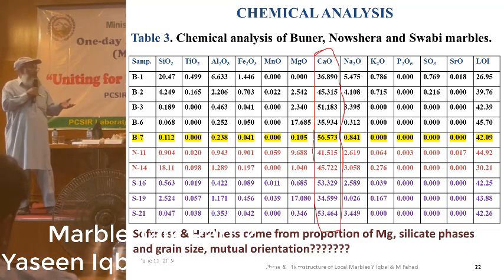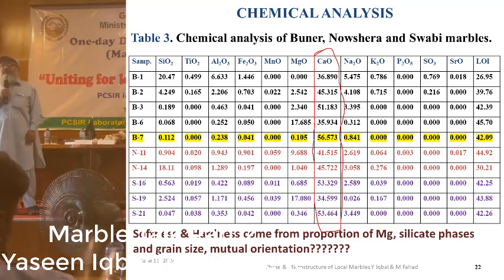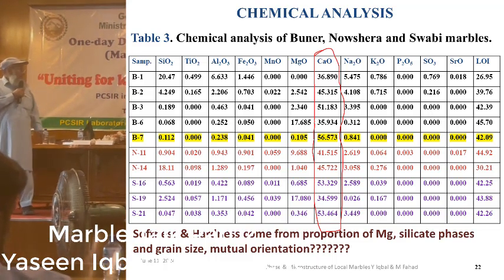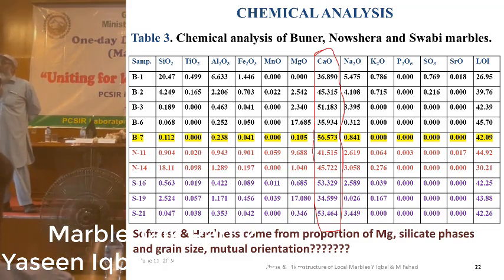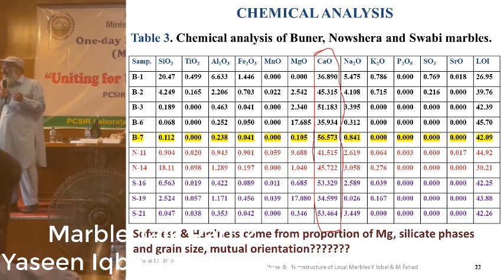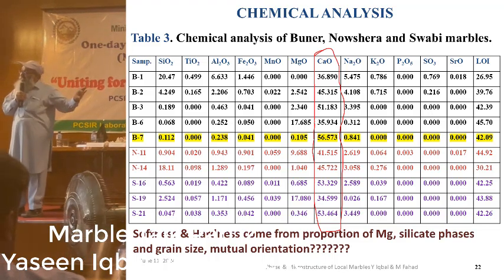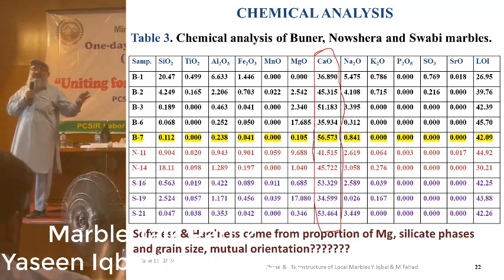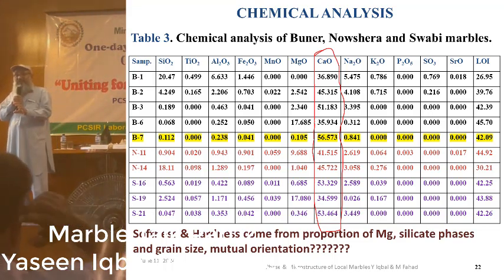Secondly, softness and hardness come from magnesium content and the silicate phases, the grain size and mutual orientation. The microstructural experts are interested only in seeing microstructurally whether the crystals are oriented differently or in the same direction.